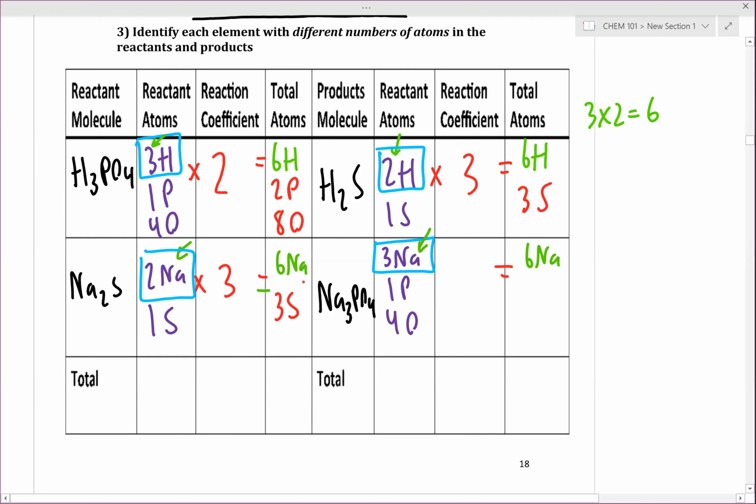Okay. Now, what times 3 would give us 6? What's our coefficient for sodium phosphate? 2. Exactly. So times 2, we get 6 sodiums out. How many phosphoruses do we get out?